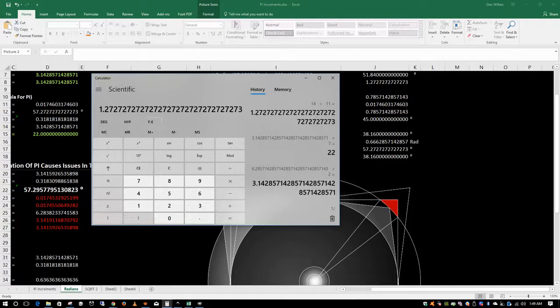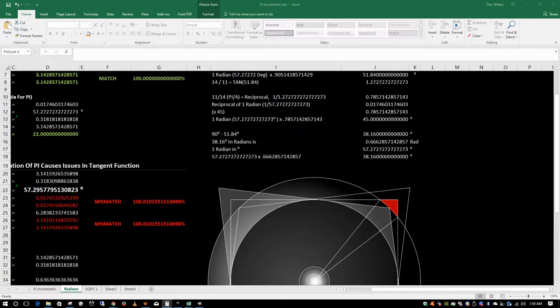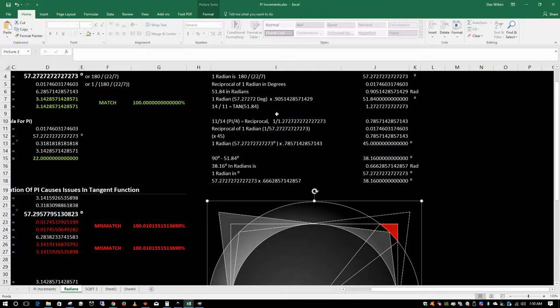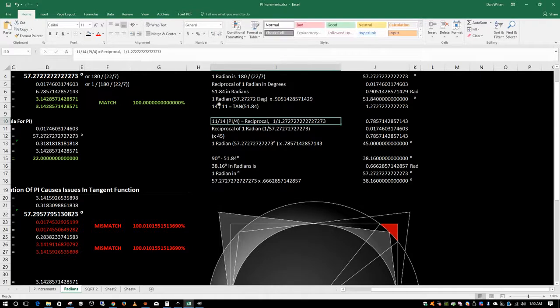So if we take the reciprocal of this number right here, that's actually pi over 4. Okay? So how do we get that? Well, the reciprocal of 14 over 11 is 11 over 14, which is actually pi over 4. So we take 1 and we divide it by 1.272 and we get the pi over 4 value. So we actually got our reciprocal showing it's 11 over 14.